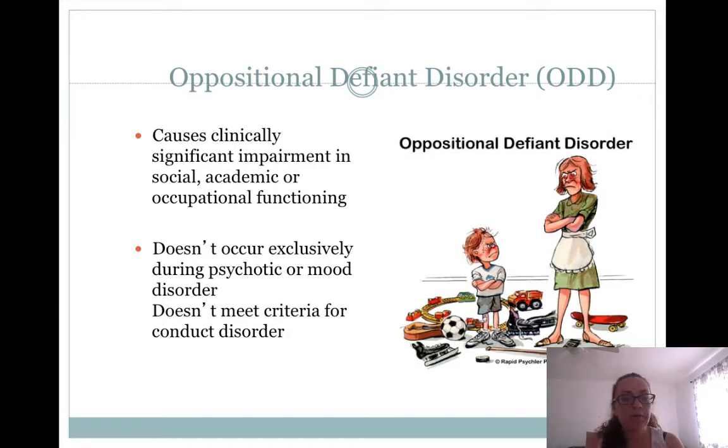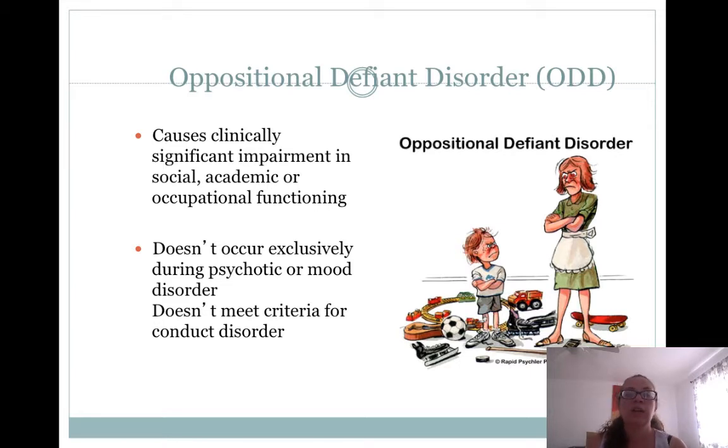So, like I said, it's severe. It's causing significant impairment in social, academic, or occupational functioning, meaning job. And that could be for a child or adult. So if your 5-year-old has ODD, then obviously their job isn't impacted, but yours might be.